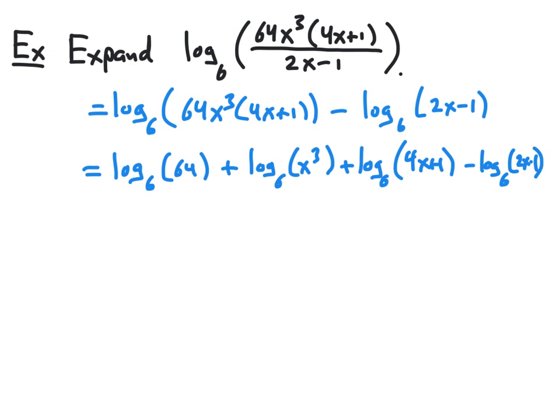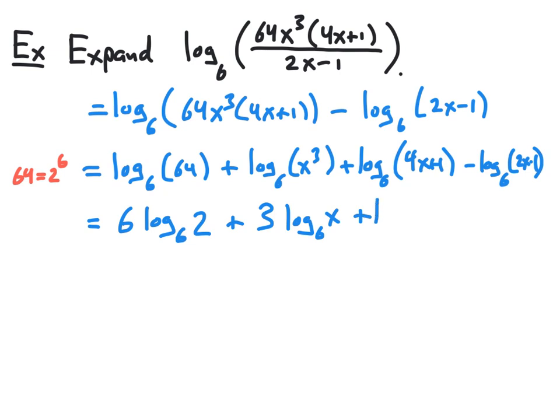Notice the first one, we have 64. But 64 we can think of as 2 to the 6th power. And so log base 6 of 64, instead of 64 we can think of 2 to the 6th, and we can bring that exponent 6 down in front using the power rule. And so we get 6 log base 6 of 2. The second term we can bring down the exponent of 3 and get 3 times the log base 6 of x. And again, these last two terms come along for the ride. There's no way to simplify either of those.